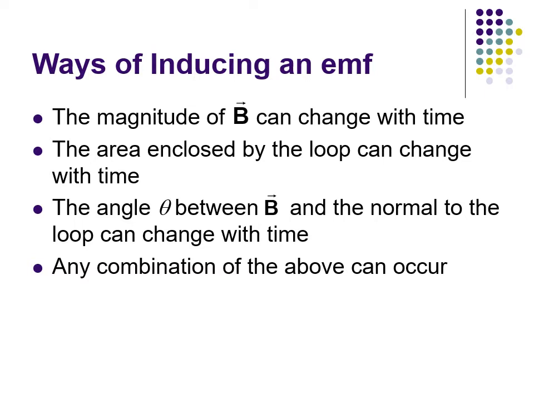Or you can change the area of the circle or loop or rectangle or whatever it is that you're coming through. Or you can change the angle that the magnetic field goes through the loop by twisting the loop in the magnetic field so that it seems like the area gets smaller. So basically you'd just be rotating that loop through.